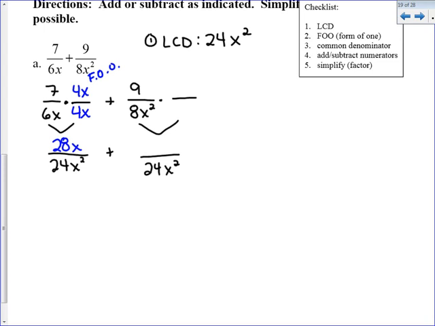And then 8x squared times what gives me 24x squared? 3. And if I'm going to multiply the denominator, so it's got my common denominator, to keep this equivalent, the numerator gets multiplied by 3. This whole fraction is called a form of 1. 3 over 3. 4x over 4x. Form of 1. Numerator and denominator are the same. So my numerator then is 9 times 3, which is 27. So that's our new steps. Hang on.